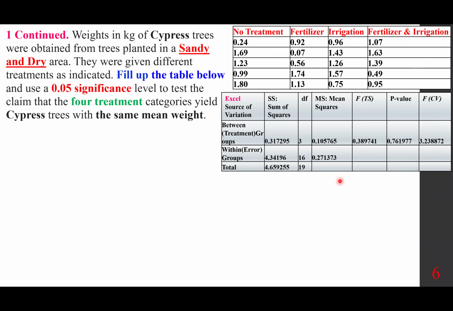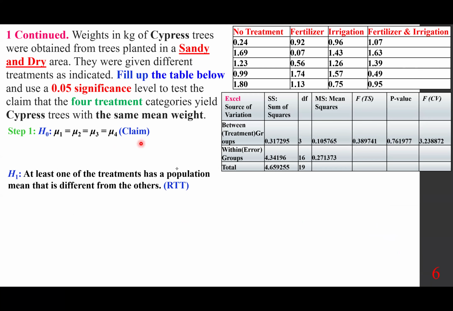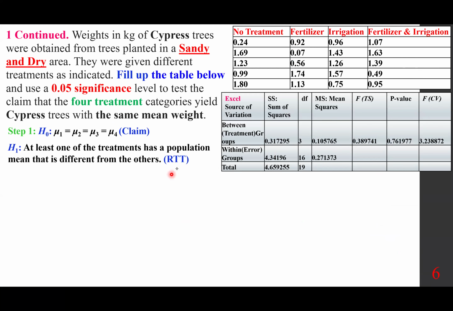Here's the given. Here's the information we calculated. Now we're going to do the test of hypothesis. In this case, we have 1, 2, 3, 4 groups. H0: mu1 equals mu2, all the way to mu sub 4. That is the claim. Now, H1: at least one of them is different, and we always take it to be RTT, right tail test. The second step is to calculate the test statistic, and this is the test statistic, everybody.